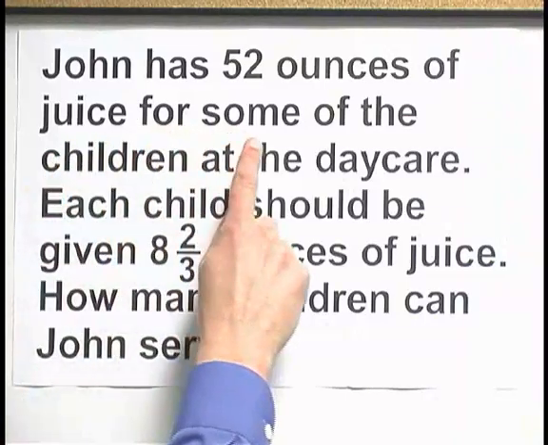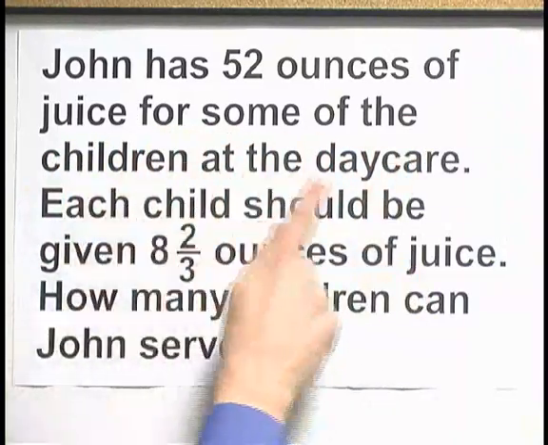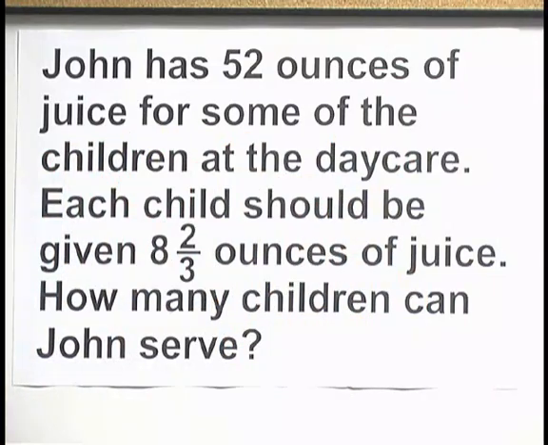John has 52 ounces of juice for some of the children at the daycare. Each child should be given 8 2/3 ounces of juice. How many children can John serve?